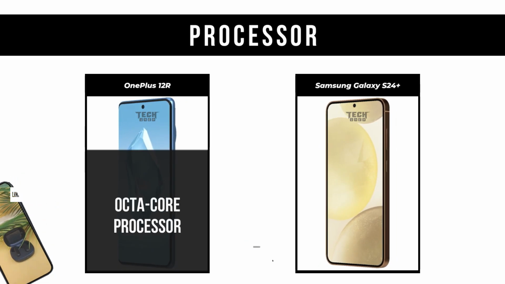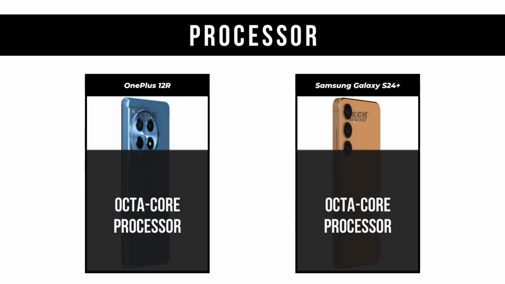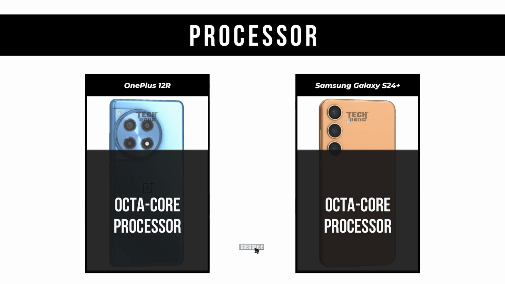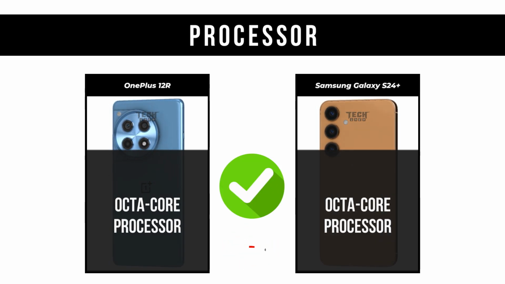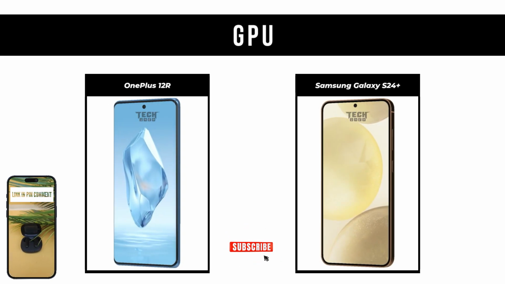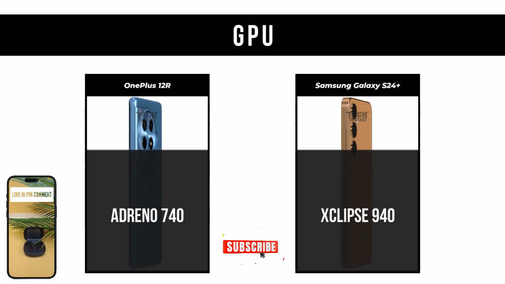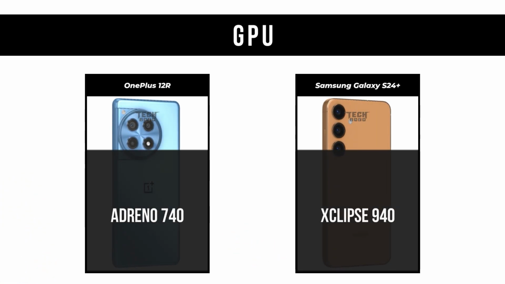Processor. OnePlus 12R is octa-core processor. Samsung Galaxy S24 Plus is octa-core processor. GPU. OnePlus 12R is Adreno 740. Samsung Galaxy S24 Plus is Xclipse 940.